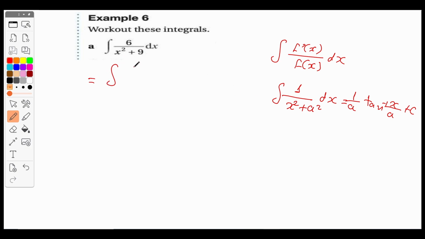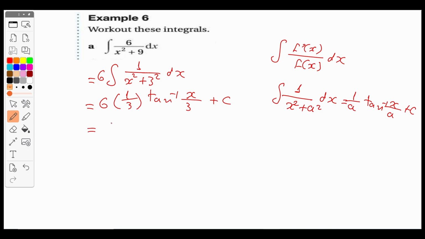So for this one, you can take the 6 outside. It will be the integral of 1 over x squared plus 3 squared dx, since 9 can be written as 3 squared. Keep 6 as it is. So it's 1 over a, meaning 1 over 3, tan minus 1 of x over 3, x over a, plus c. If we multiply 6 by a third, it will be 2 tan minus 1 of x over 3 plus c.